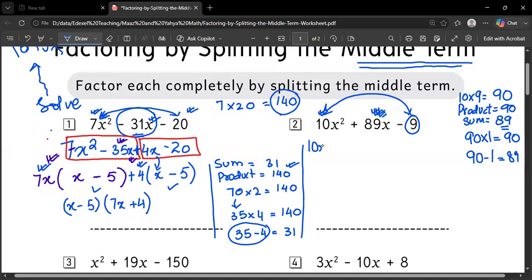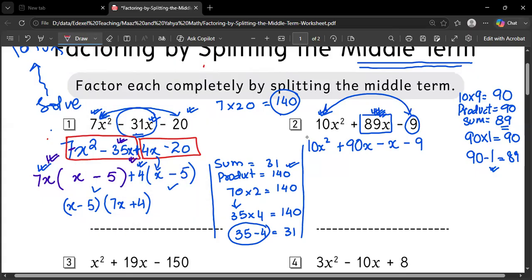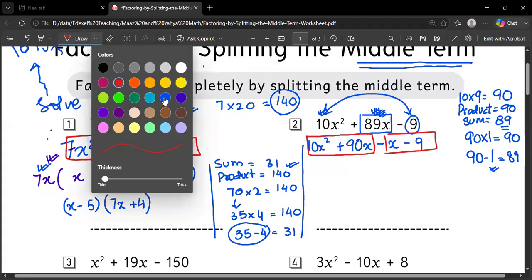We will write 10x square first of all. Then we will replace the middle term with the two numbers that we have worked out. The two numbers are 90 and 1. So we will give a positive sign to 90, and we will attach the letter x. And then we also write x only, which is actually 1x. And then minus 9. Now, what is the next step? We have to take a common factor between the first two terms and between the last two terms.